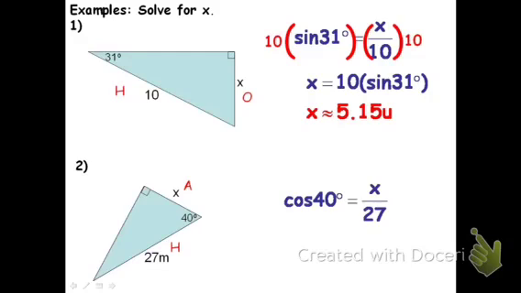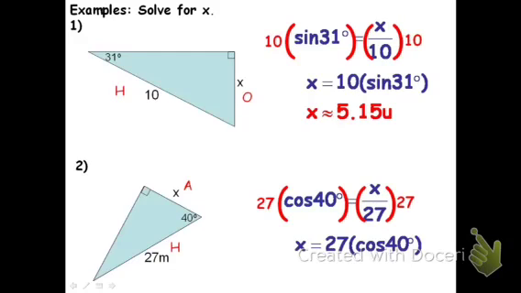To solve for x, we'll multiply both sides by 27, and we'll get x equals 27 cosine of 40 degrees. Type it on the calculator, 27 times cosine 40, and it equals, we'll see that it rounds to about 20.68 meters. Now when you do these problems, make sure you watch the units. You want to use the same units that are given, so in problem 2 we're using meters. In problem 1 we didn't have a unit, so we just used the generic U.